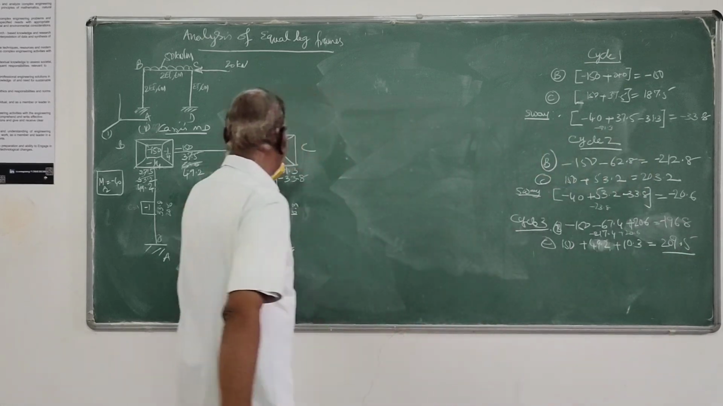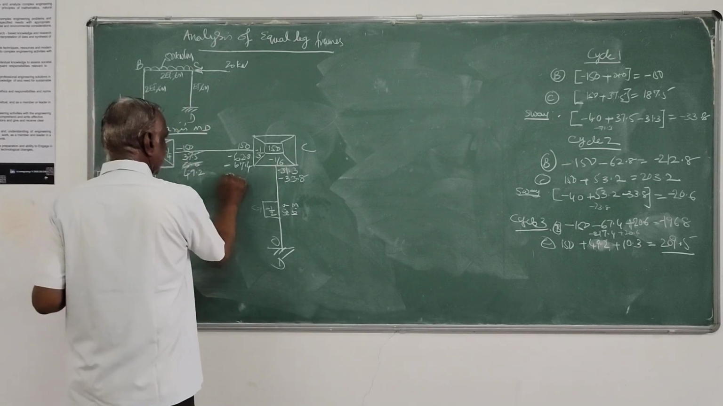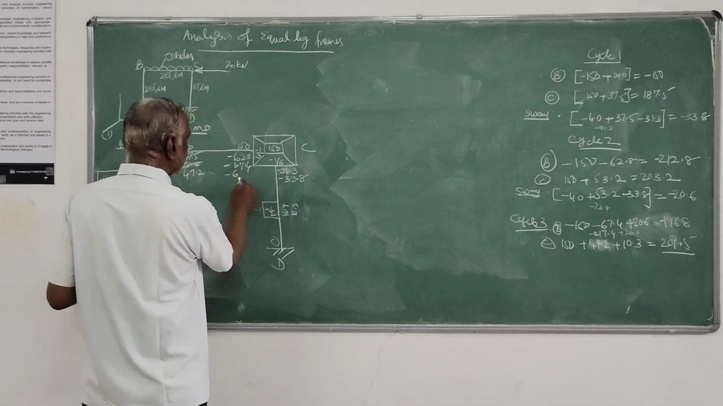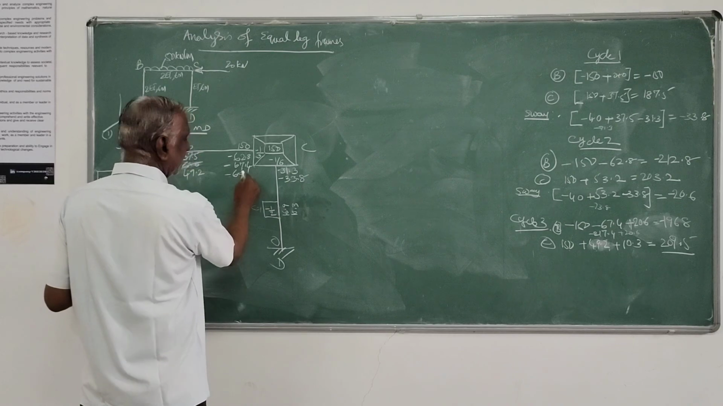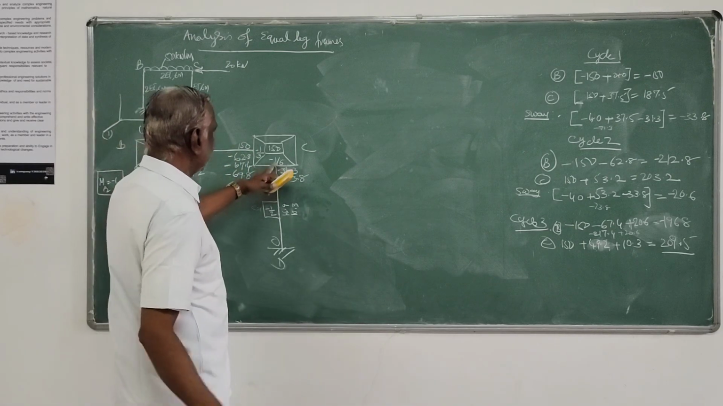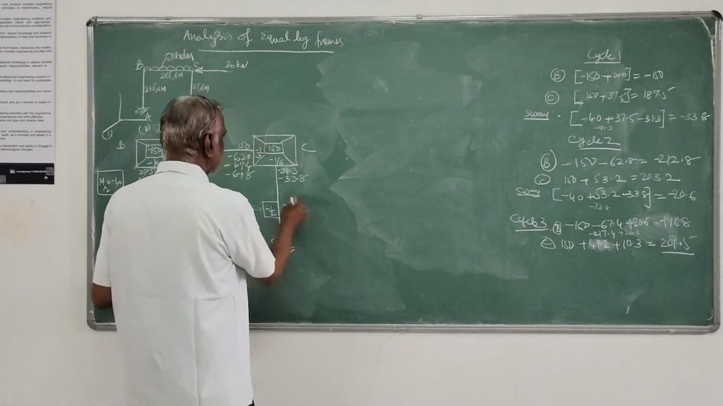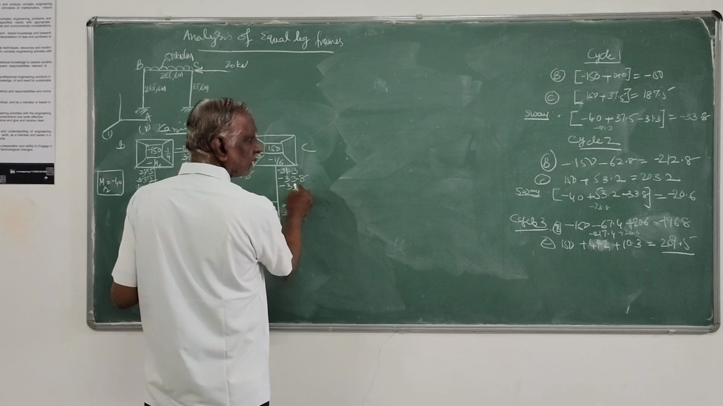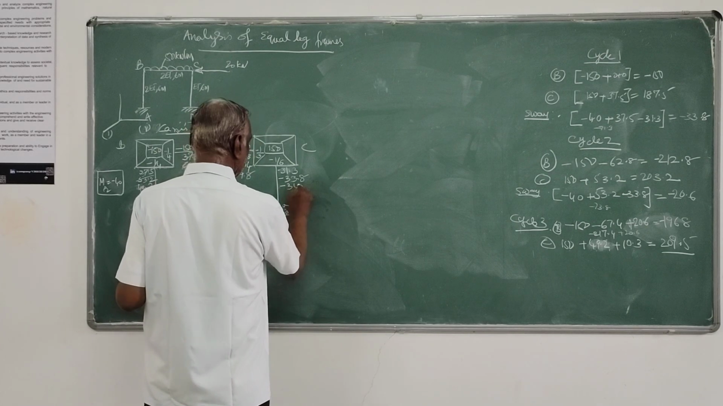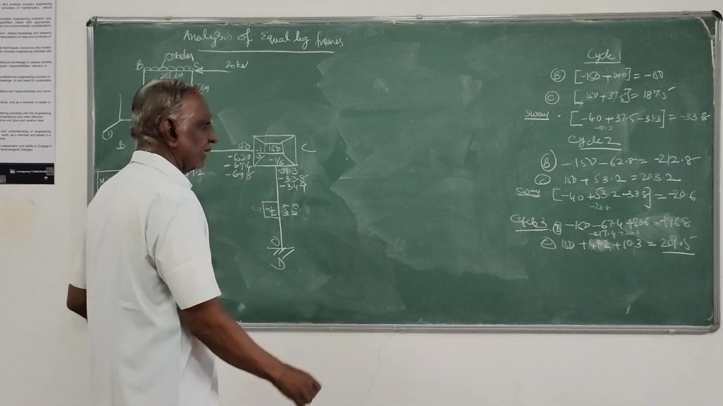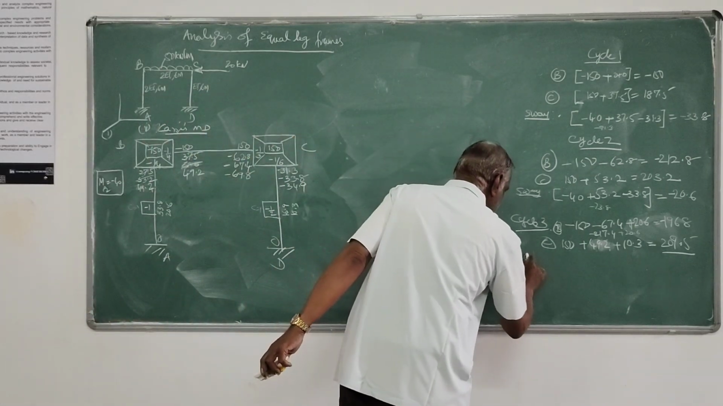209.5, you divide it by minus 3, you will get minus 69.8. Then divide by minus 6: 34.9, minus 34.9. Next, sway contributions.